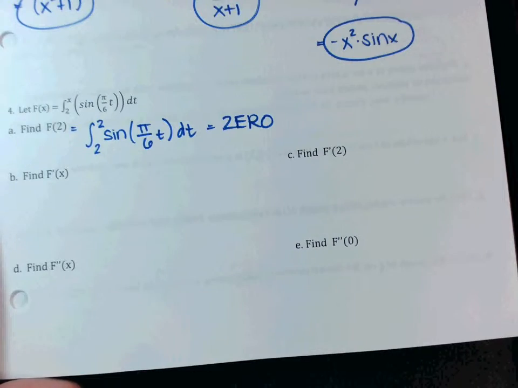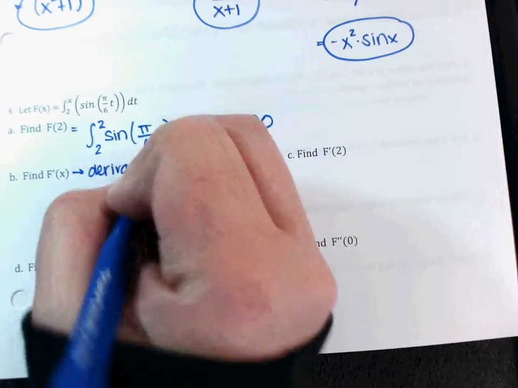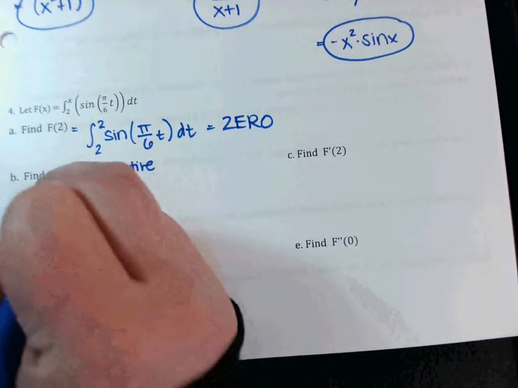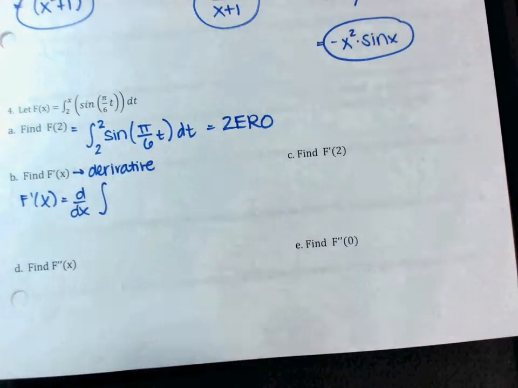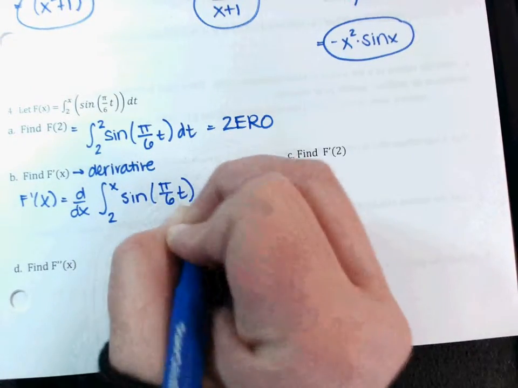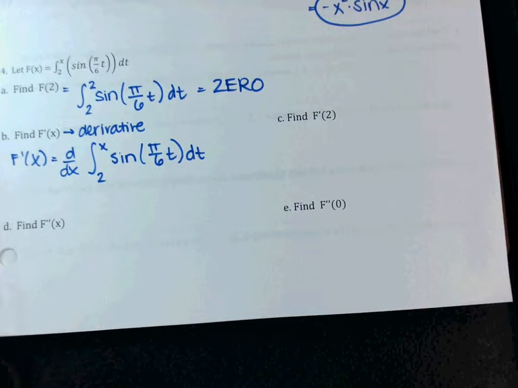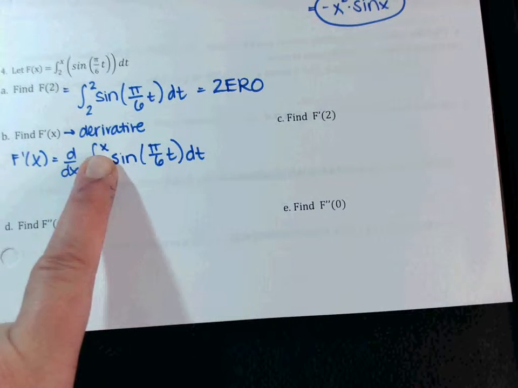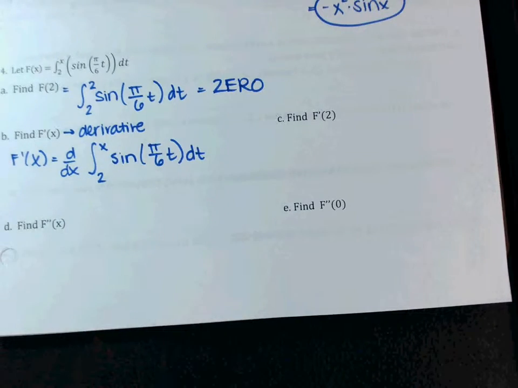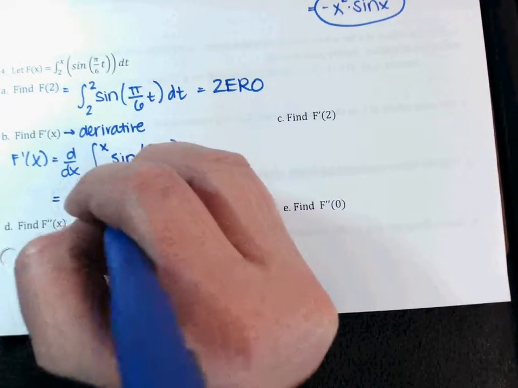This time we want f prime of x. So f prime of x means that we need to take the derivative. So f prime of x is going to be the derivative, d dx, of the integral from 2 to x of sine pi 6 t dt. Now you could do u sub and do the antiderivative and then take the derivative again, but that's a waste of time because we have the fundamental theorem. It says that all I have to do is take this x, pop it in where the t is, and it'll come out the same. So I'm going to put sine pi over 6 x.